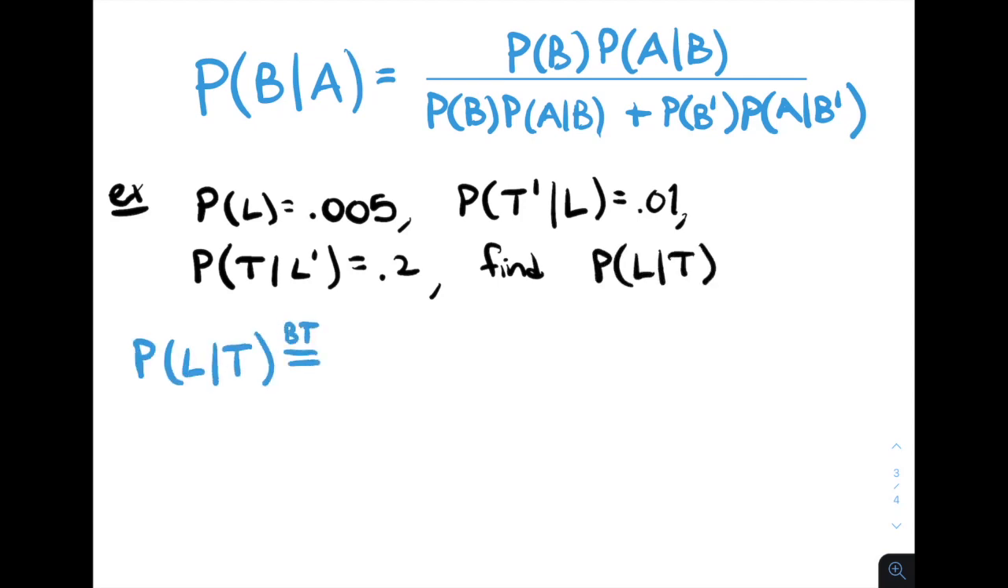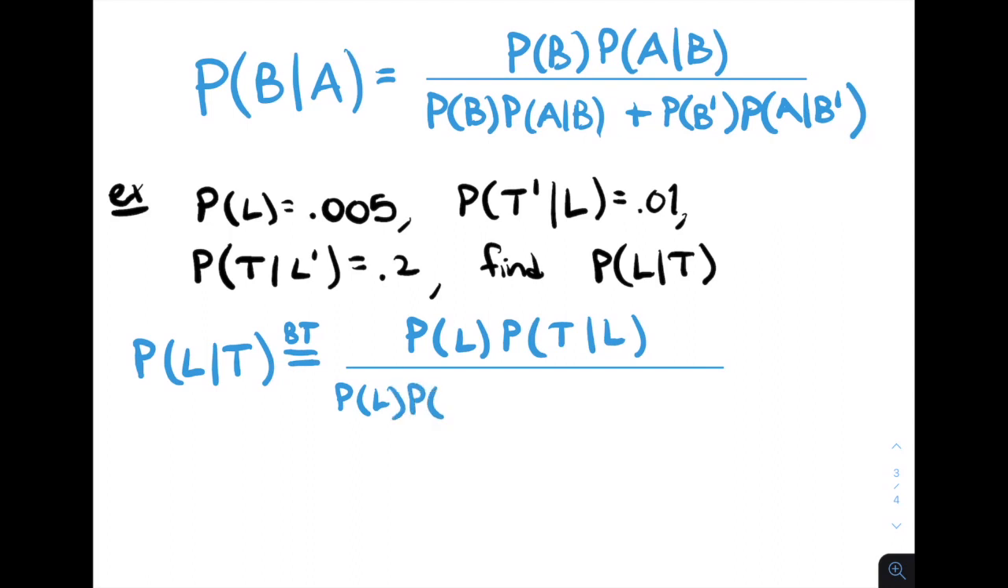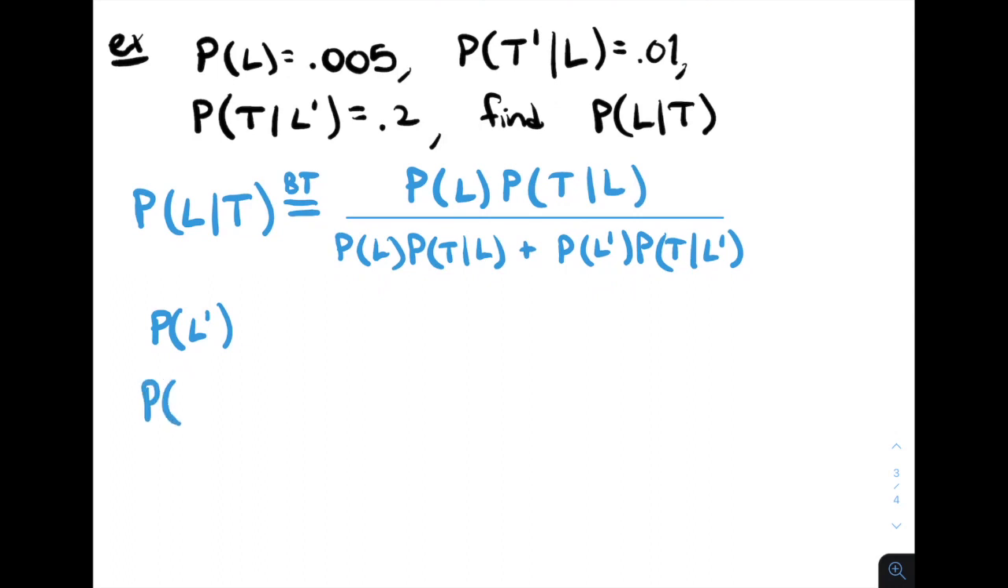By Bayes' theorem, the probability of L given T is the probability of L times the probability of T given L, divided by the probability of L times the probability of T given L plus the probability of L complement times the probability of T given L complement. We currently know what P of L is, and we know what the probability of T given L complement is. We still need to know the probability of L complement and the probability of T given L.